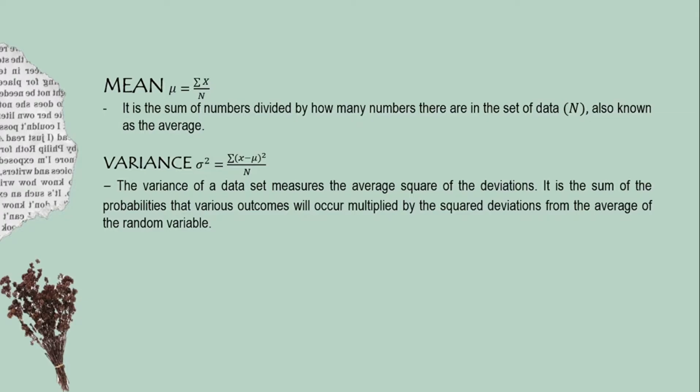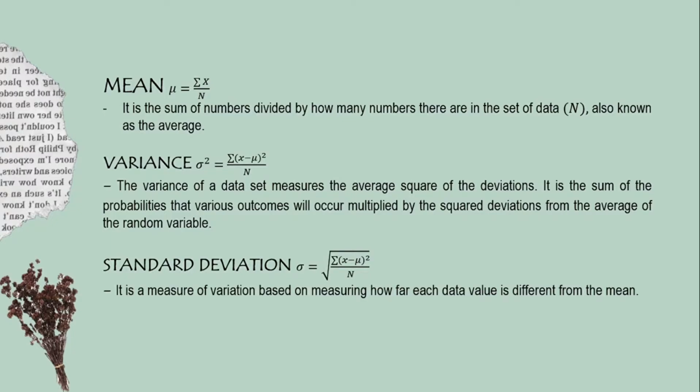It is therefore more useful to have a quantity that is the square root of the variance, which is the standard deviation, which is sigma is equal to the square root of summation of the quantity of x minus mu squared over n. So standard deviation, it is the square root of the variance. It is a measure of variation based on measuring how far each data value is different from the mean. So it shows how much variation there is from the average mean. Ito ay yung kung gaano magkakalapit o magkakalayo ang mga scores or data.